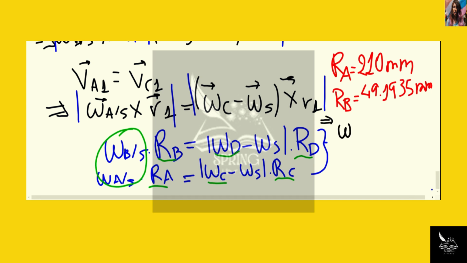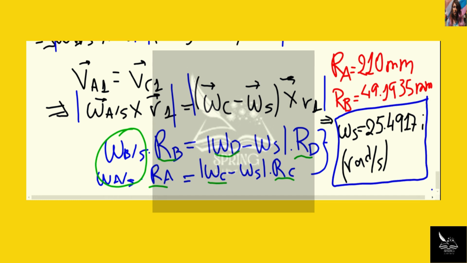We get finally, I ran out of space, the angular velocity of the shaft equal to 25.4917 i hat radians per second. This is the final result for task B, and I have to tell you that it differs a little bit from the suggested solution at the end of the book, but I believe this result is more accurate.